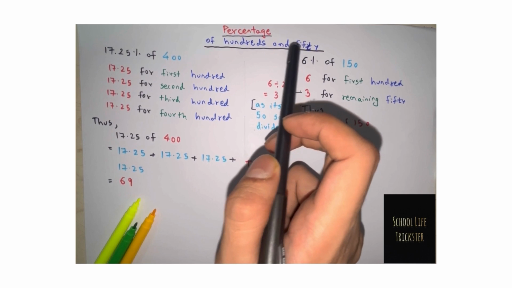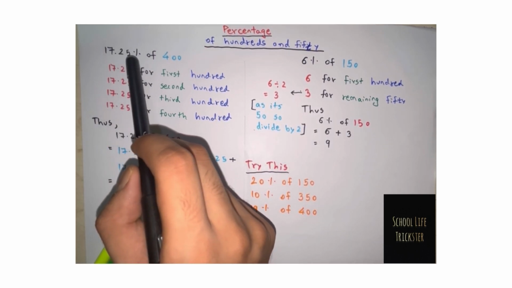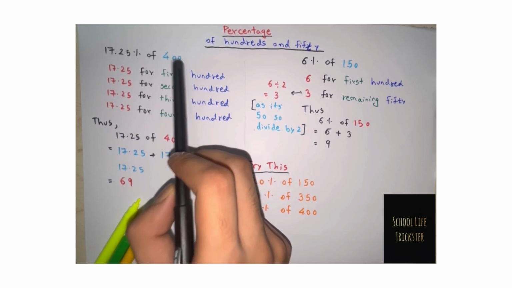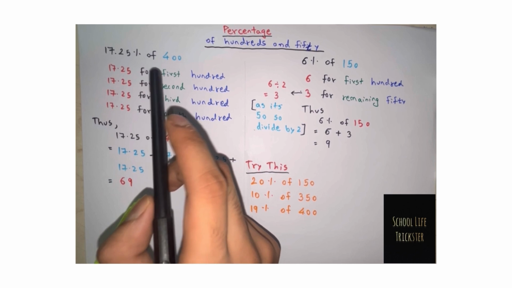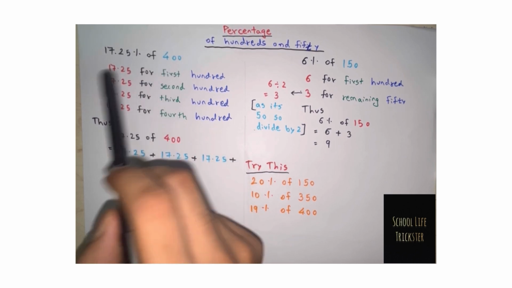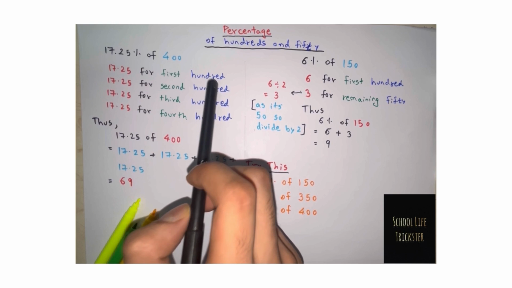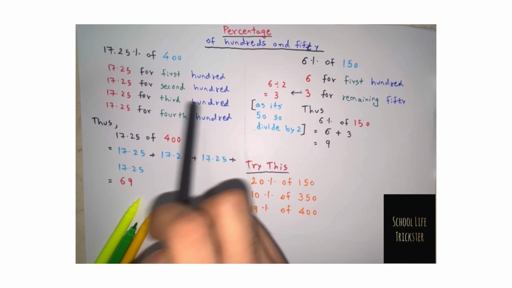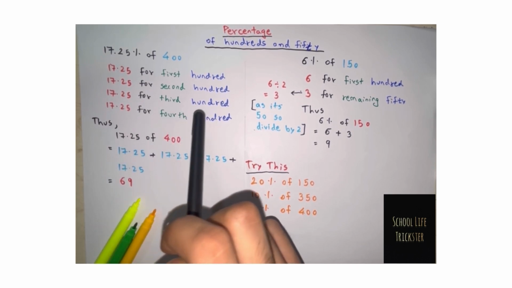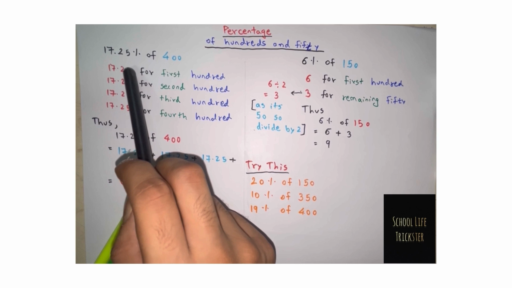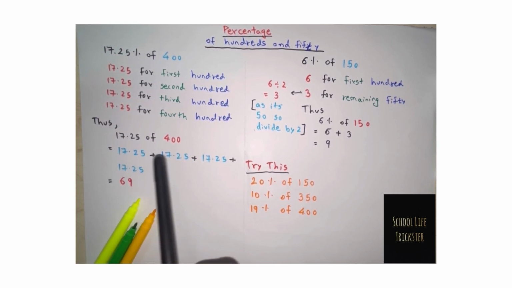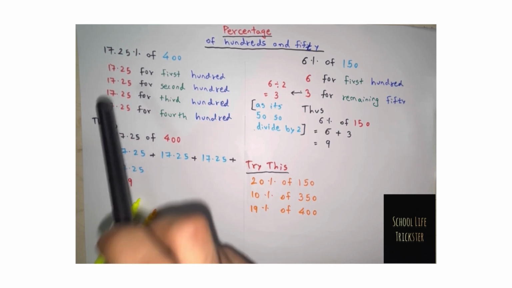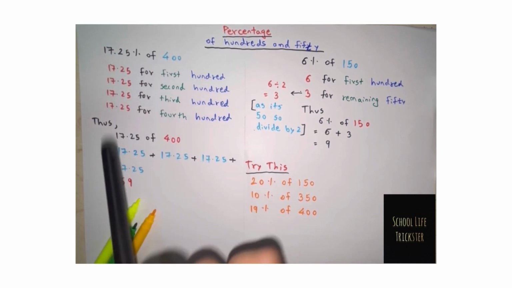Percentage of 100s and 50. 17.25 percent of 400. Now how to calculate this? 400 is 4 times 100, that is 100, 200, 300 and 400. So 17.25 for the first 100, 17.25 for the second 100, 17.25 for the third 100 and 17.25 for the fourth 100. Now calculate this 17.25 four times: 17.25 plus 17.25 plus 17.25 plus 17.25 is 69. So 17.25 percent of 400 is 69.